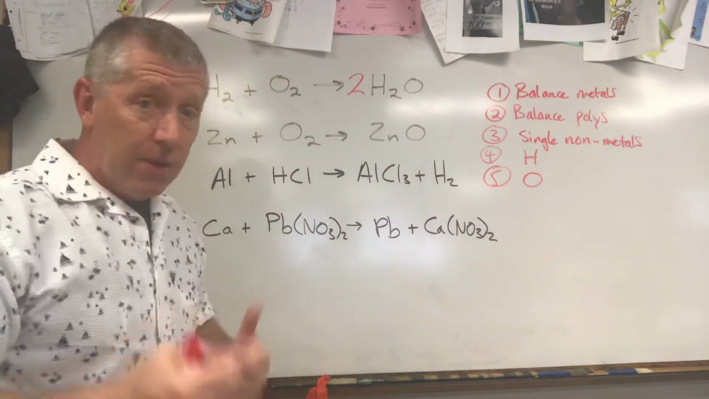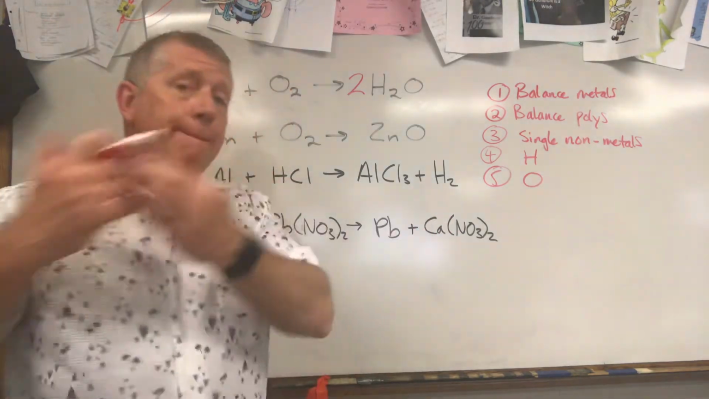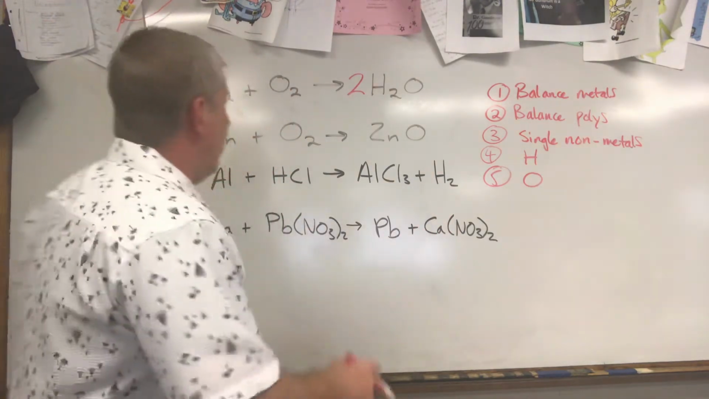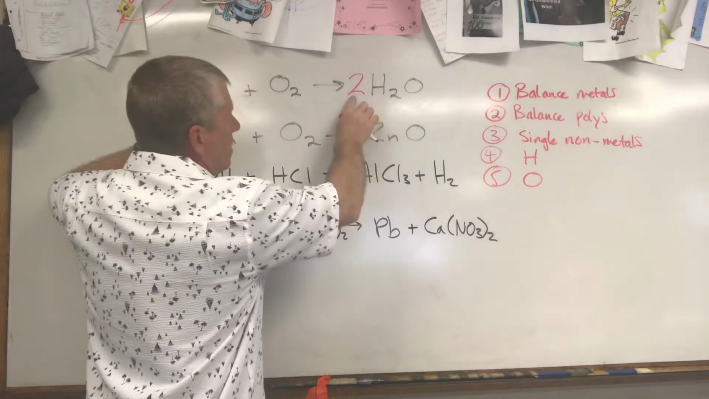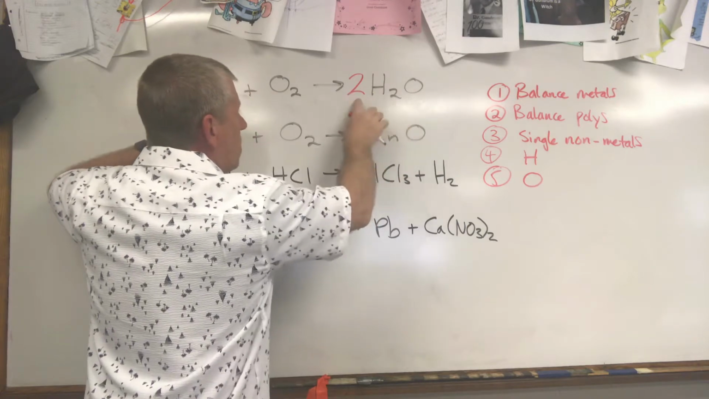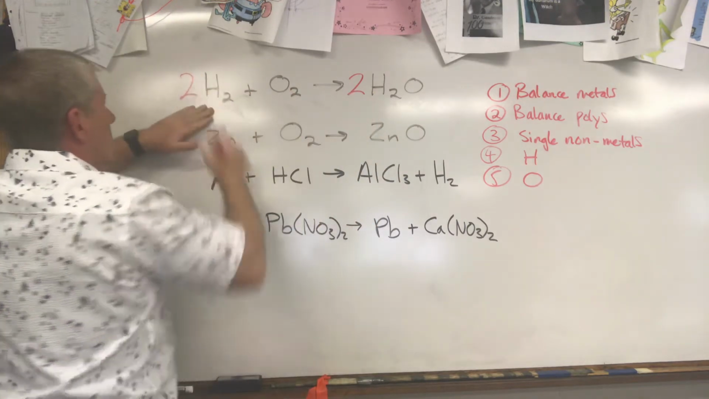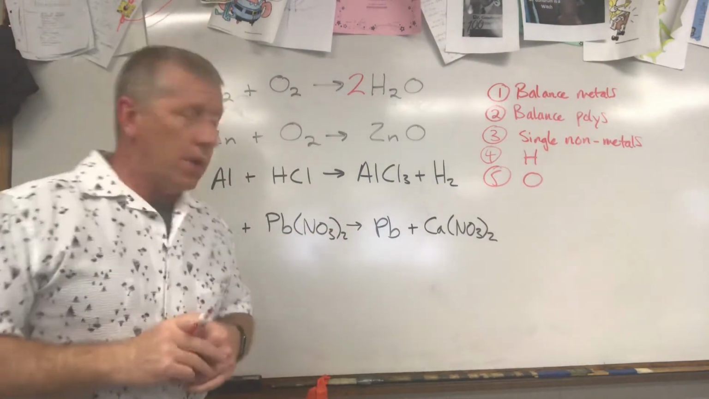Balanced. Well, now, sometimes when you balance something, you unbalance something else. So you have to go back and rebalance it. And that's what happened here, because I had 2 hydrogens, that was balanced, but now I put a 2 here to balance the oxygen, I unbalanced the hydrogen. So 4, 2, we put a 2 in front of that hydrogen, and we're all balanced, we're good to go. All right, let's keep going.